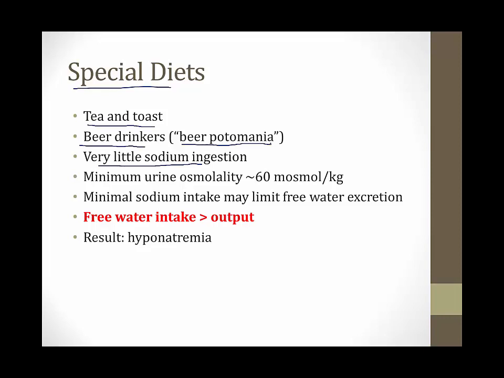The reason that very little sodium ingestion can lead to hyponatremia is because there is a minimum urine osmolality of about 60 milliosmoles per kilogram that the kidneys must maintain. This means that the kidneys always have to excrete some solutes with free water, and therefore if you consume very little solutes, in other words very little sodium, that will limit the amount of free water that you can excrete. And then if you intake more free water than the kidneys are capable of excreting, this can lead to hyponatremia.